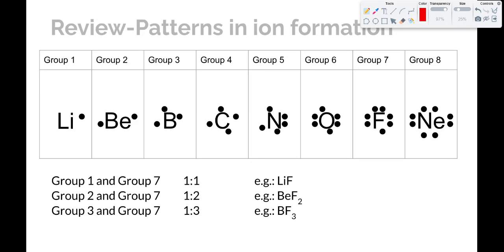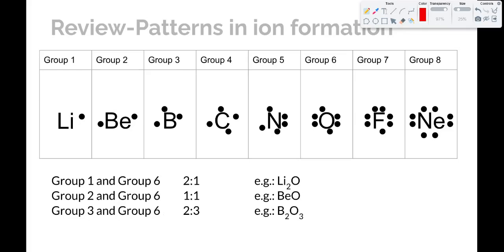And if you have group 3 with a group 7, like in our case boron with fluorine, boron will be losing 3 electrons as it ionizes, and that's going to require 3 fluorines because each one can only absorb 1 of those valence electrons because it only has room for that in its valence shell. So that would make a 1-to-3 ratio. So these patterns, we've just used period 2 as an example, but that will be true for ion formation for all the periods for these group numbers.